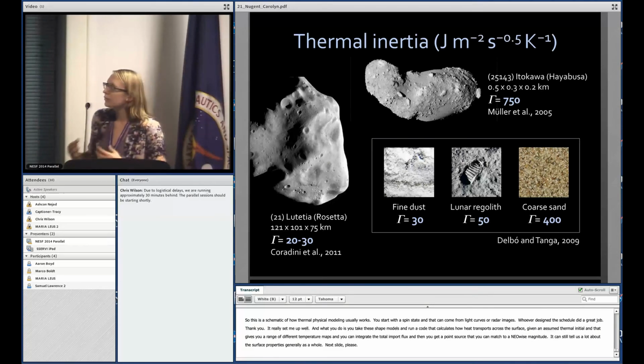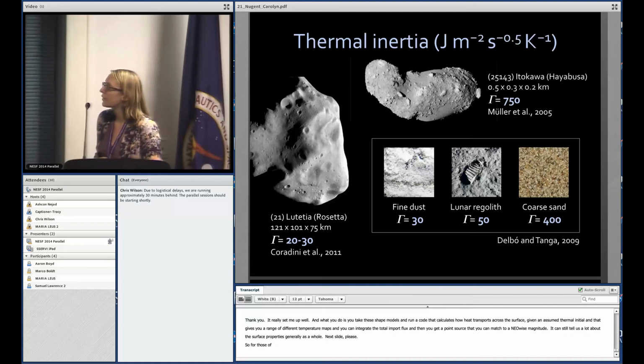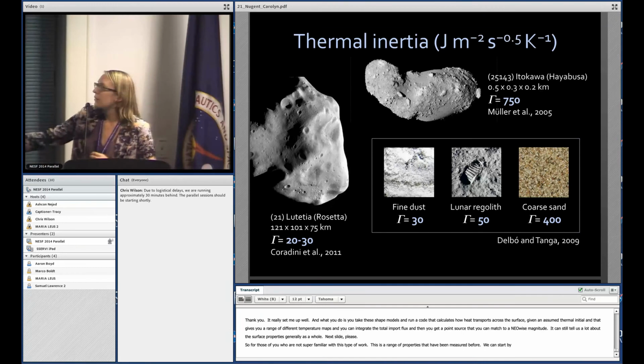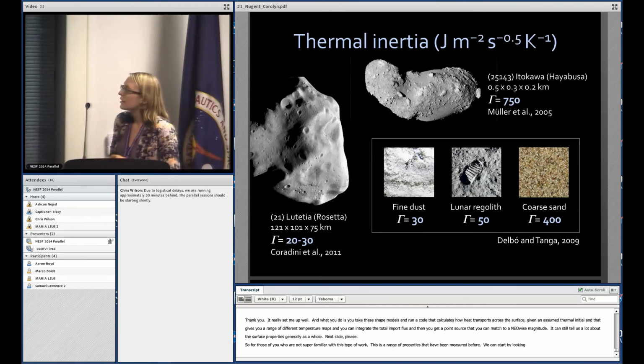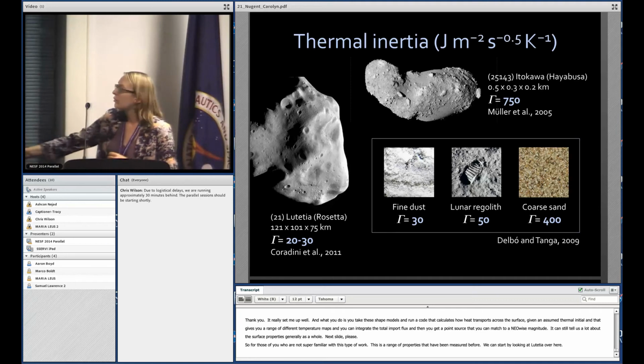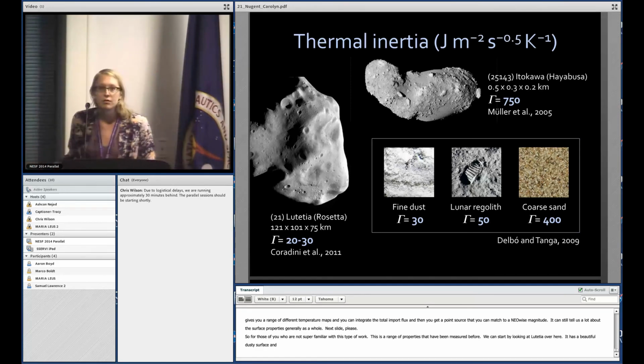So for those of you who aren't super familiar with this type of work, this is a range of properties that have been measured before. We can start by looking at Letitia over here in the corner. This is a main belt asteroid. It was imaged by Rosetta, and it's got a beautiful dusty surface here and a corresponding low thermal inertia that corresponds with the thermal inertia measured on Earth of fine dust.